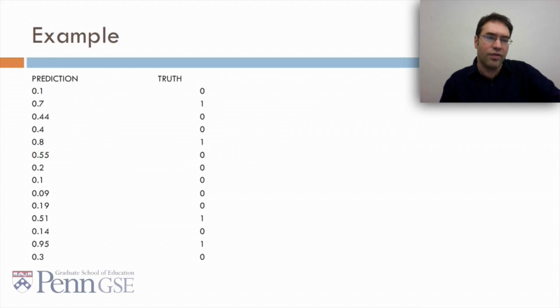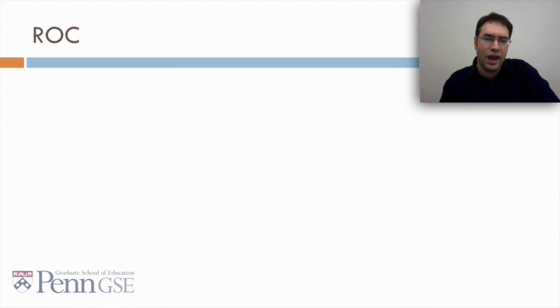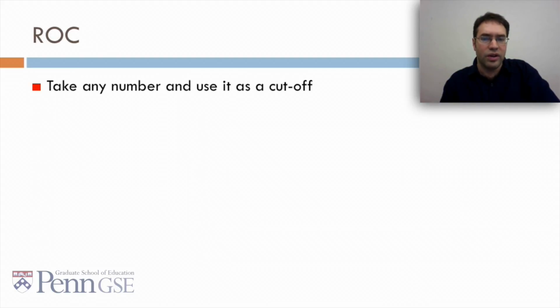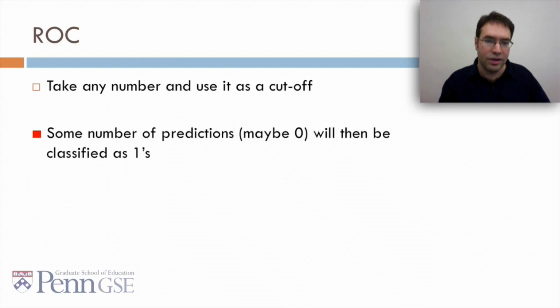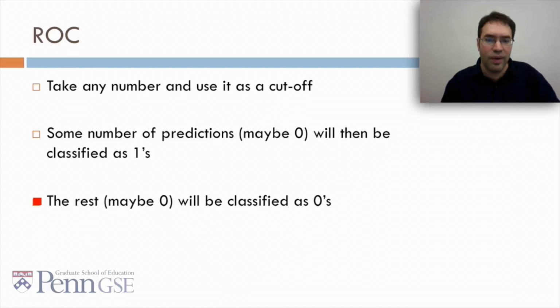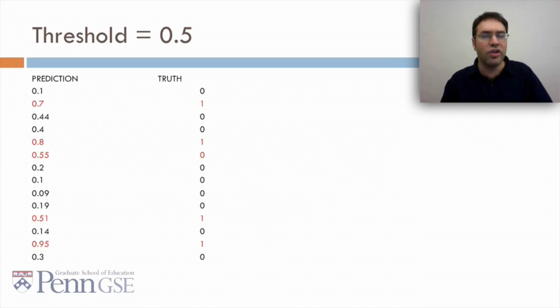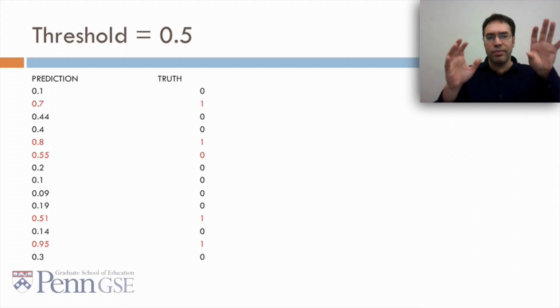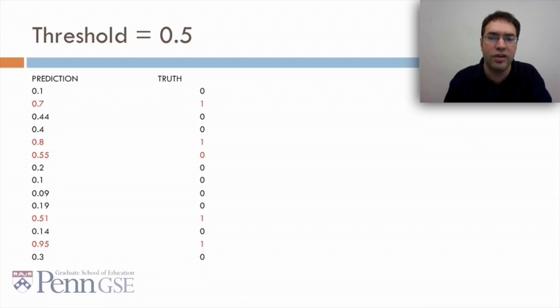Let's say that you have the following predictions from your model and the following ground truth. And with an ROC curve, what you do is you take any number, actually you take every number, and use it as a cutoff. Whatever number you choose, some number of predictions, maybe 0, is then going to be classified as 1s, and the rest, again maybe 0, will be classified as 0s. So let's say we take a case where the threshold is 0.5. In that case, 0.7, 0.8, 0.55, 0.51, and 0.95 are going to be classified as 1.